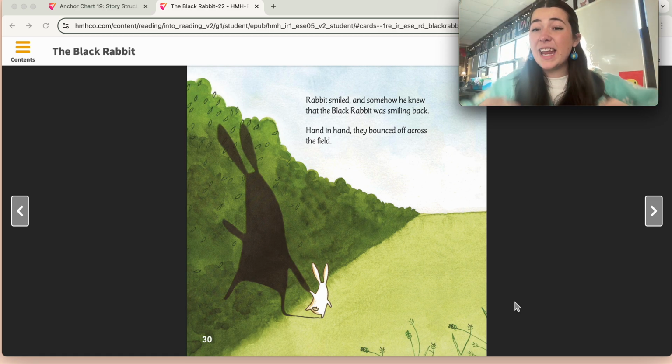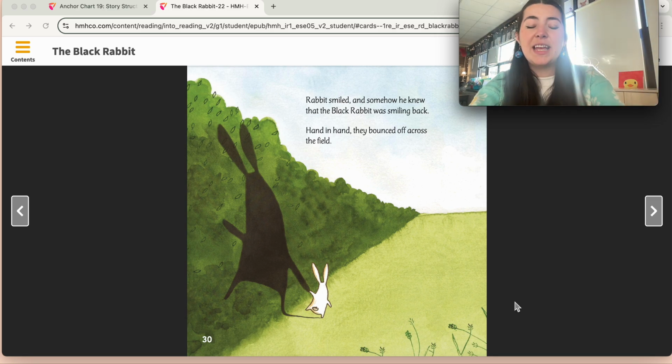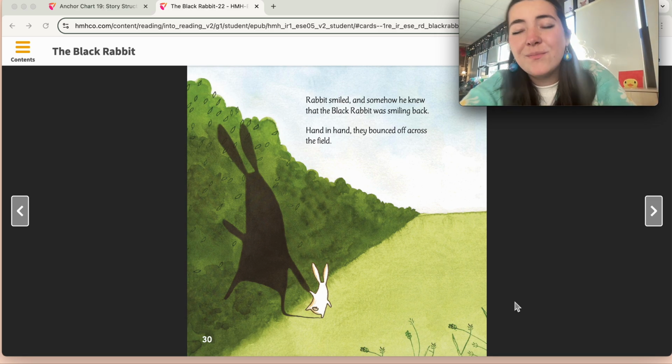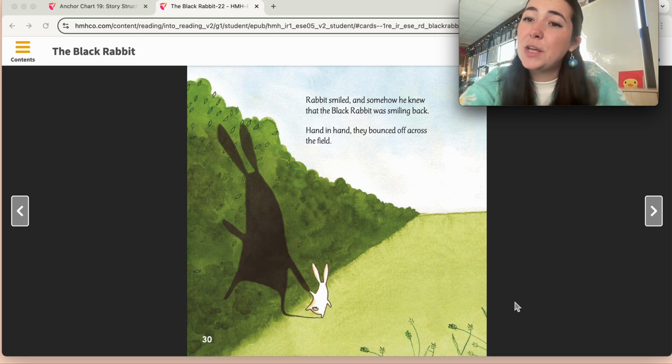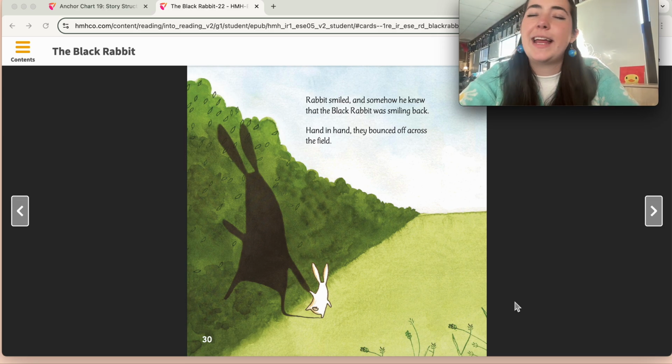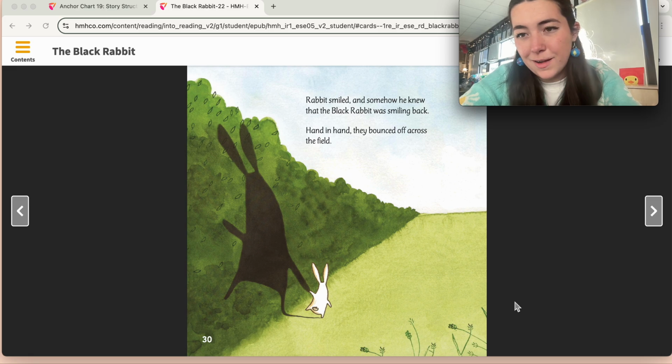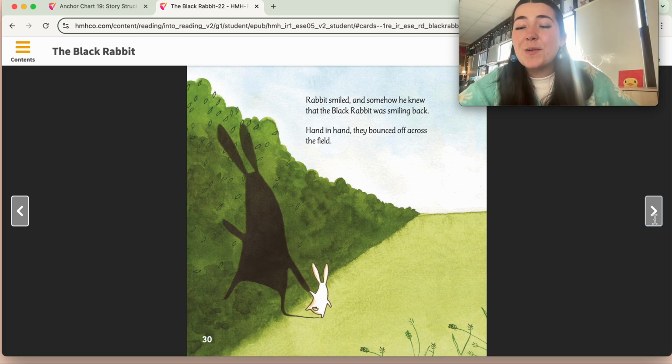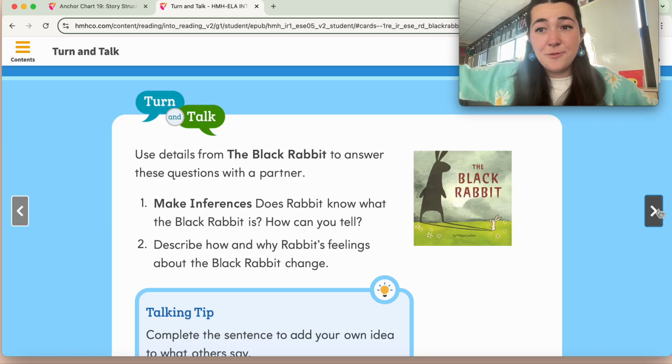So that's now the end of our story. They solved the problem. He realized that the Black Rabbit, even though we know it's his shadow, is actually a friend of his who saved him from the wolf and not the bad monster that he thought it was.